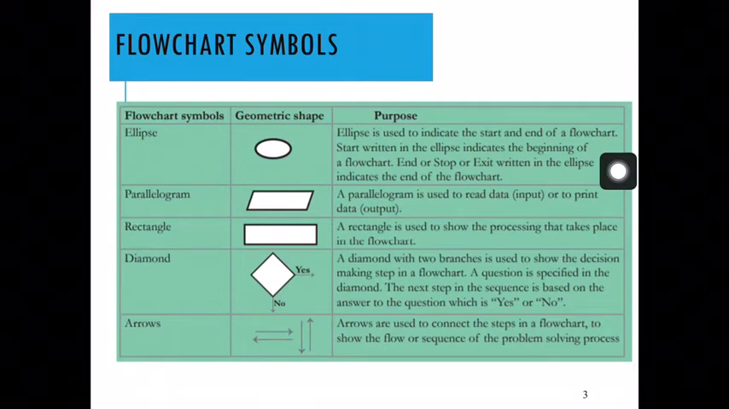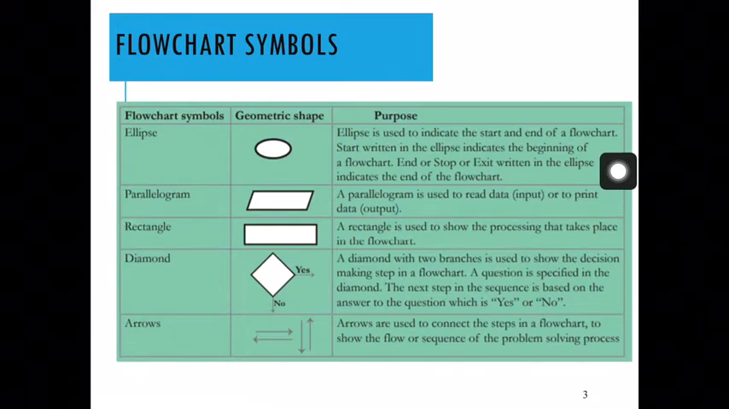Next is the parallelogram shape. The parallelogram shape is used to read data input or to print an output. So if you have an input data or a variable, you can put it in the parallelogram. And next is the rectangle. So the rectangle shows what kind of processing. So in the previous example, it showed the multiplication, so this is written in the rectangle.